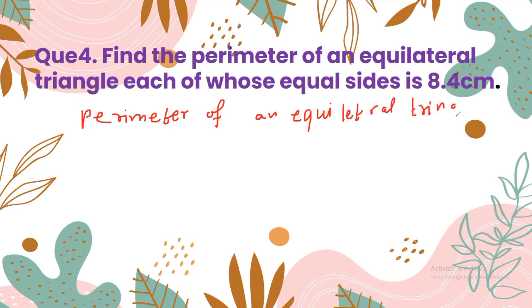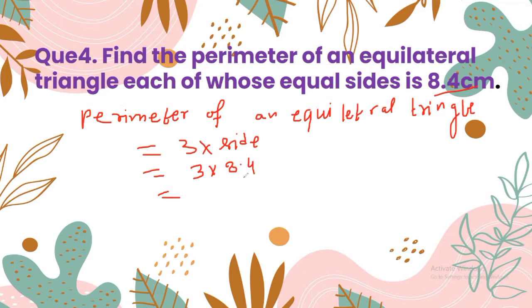You know very well, in an equilateral triangle all three sides are equal in length, so you don't need to add the same length 3 times. Just multiply 3 into the given side. So the formula will be 3 into the length of a side. So the length of the side is given. 3 multiply 8.4. Got it? Because in an equilateral triangle all three sides are equal, you don't need to add the same value 3 times. Just multiply 3 into the given side.